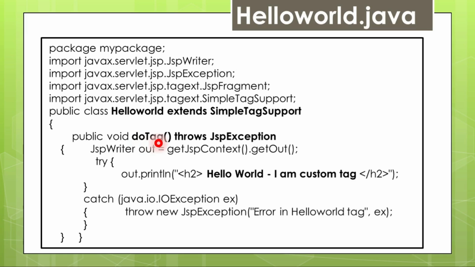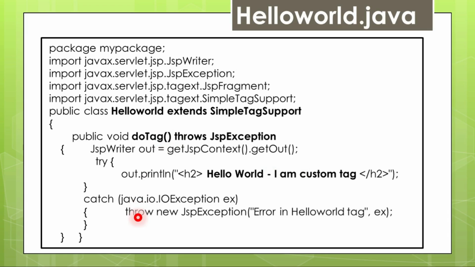It's very important to override this function because whatever functionality you are going to define for the HelloWorld tag has to be defined in a function called doTag. And whatever I'm going to do here is very simple, and you can extend this program as per your application logic. Whenever the HelloWorld tag is used, I want to print something on the screen as hello world and custom tag. This has to be printed on the screen.